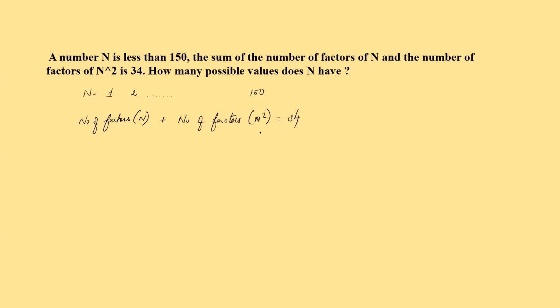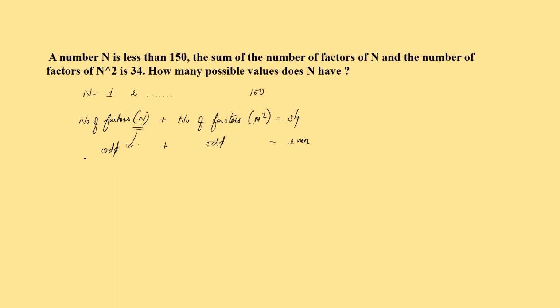Now, from here, please tell me, n square is a perfect square, right? So, if it's a perfect square, what kind of factors will it have? Odd or even? You tell me. N square is a perfect square. A perfect square will have odd number of factors, right? Perfect. Now, 34 is an even number. So, odd plus what will give you even number? Obviously, odd. So, if n square has odd number of factors, then damn sure that n also has to be a perfect square. So what are all the perfect squares?